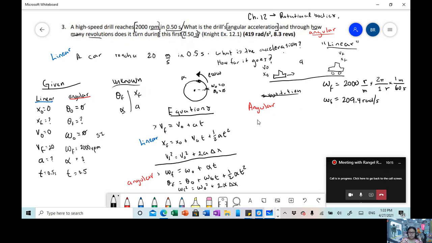Now we have omega final equals omega initial plus acceleration times time. The initial is 0. So omega final over time equals acceleration. That's going to be 209.4 over 0.5, which equals 418.8 radians per second squared.